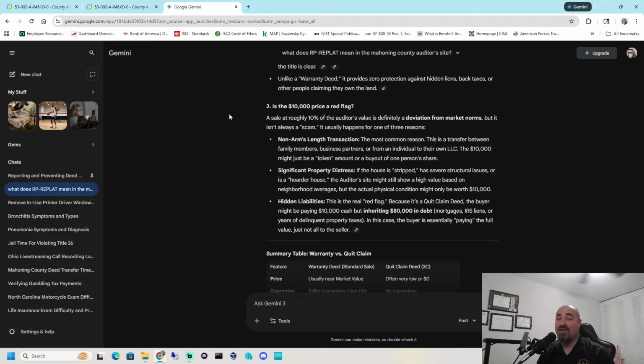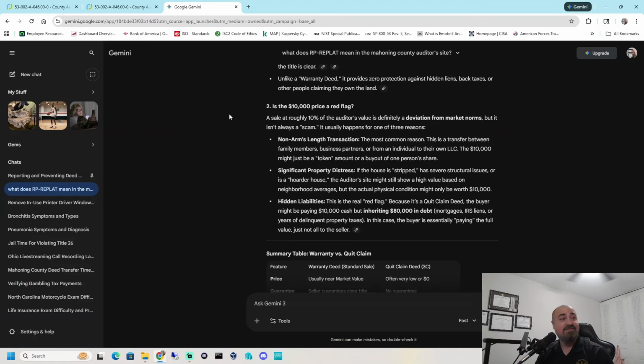Significant property distress. This sounds interesting. If the house or commercial building is stripped, has severe structural issues, or is a hoarder house, the auditor's site might still show a high value based on neighborhood averages, but the actual physical condition might be worth $10,000. There was fire damage on it, and it's going to need a lot of repairs.